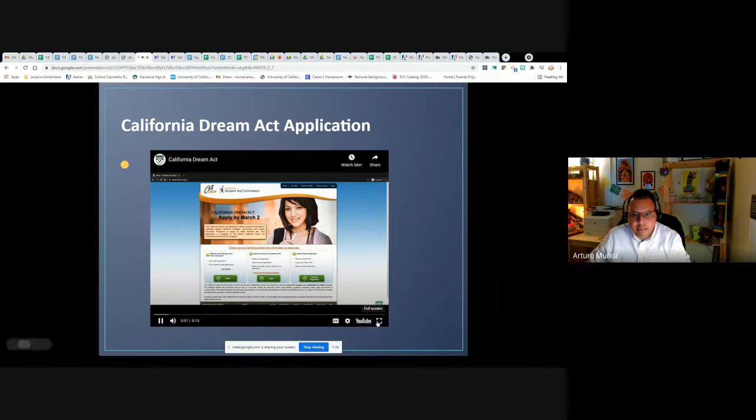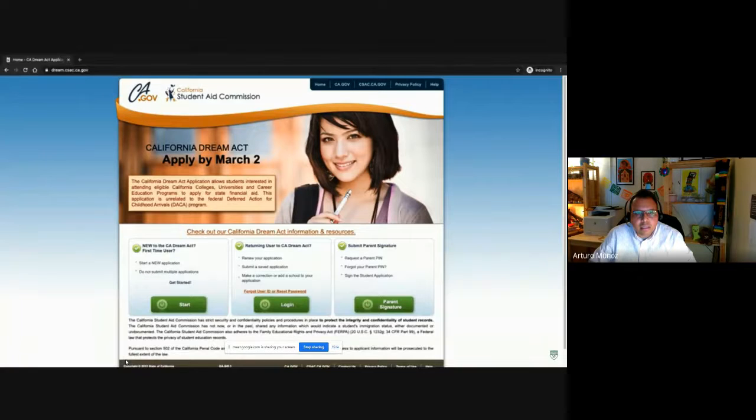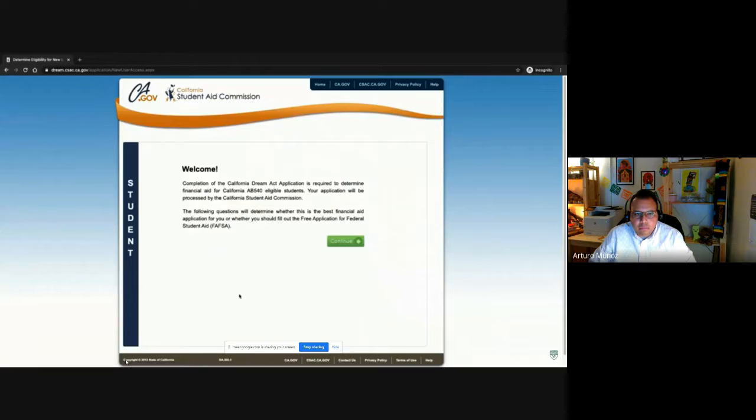The California DREAM Act application is used to apply for state and institutional financial aid by students who meet certain qualifications and cannot apply for federal financial aid. Completing and submitting the California DREAM Act application is free. The DREAM Act application opens on October 1st. The priority filing period ends March 2nd. To determine whether you should file a California DREAM Act application, visit dream.csac.ca.gov and click Start under First Time User.